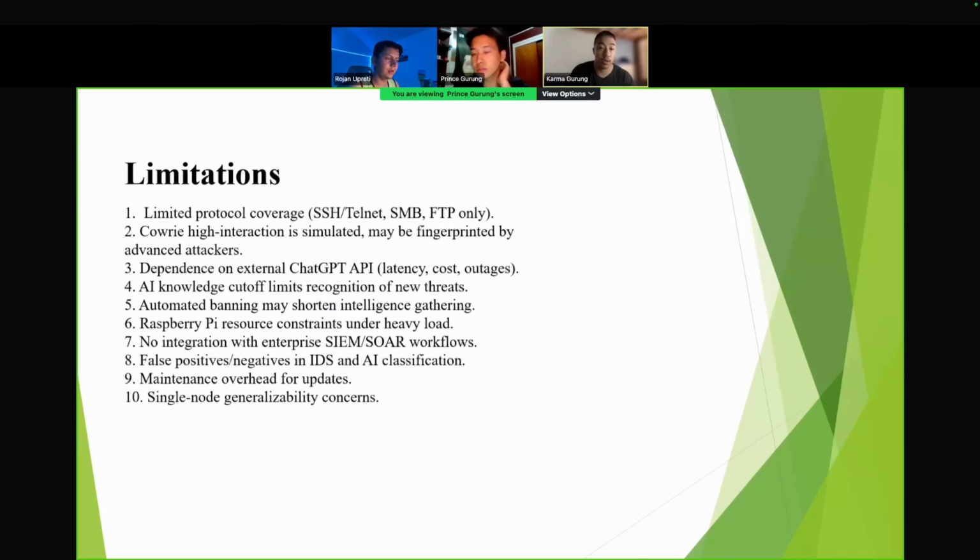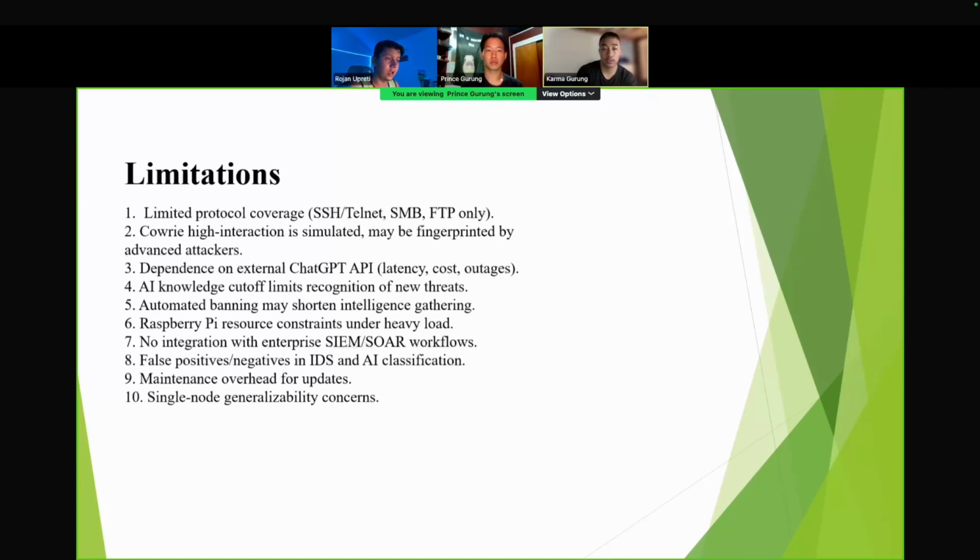So obviously there are lots of limitations, because we are just doing research. Instead of making the full product, we were just working to make an MVP only. The first one is limited protocol coverage. Right now we have the hardware and we are just putting it on each of the servers, which is obviously not a convenient way.